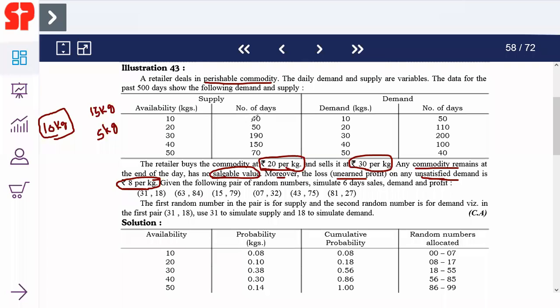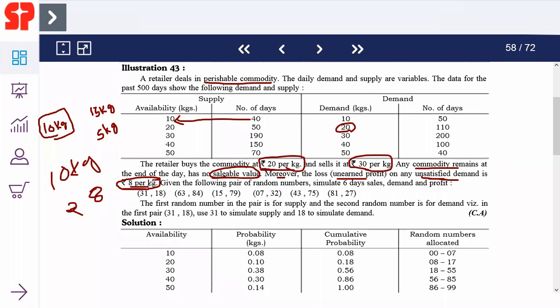For example, there are 40 days in which the retailer has estimated that he has only 10 kg. But suppose on that day demand was 20 kg. So 10 kg are unsatisfied. This will involve a penalty cost of 8 rupees. So the loss on unsatisfied demand is 8 per kg. This also we will have to take into consideration.